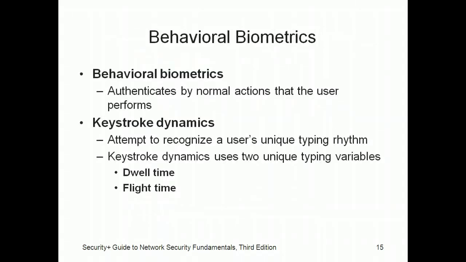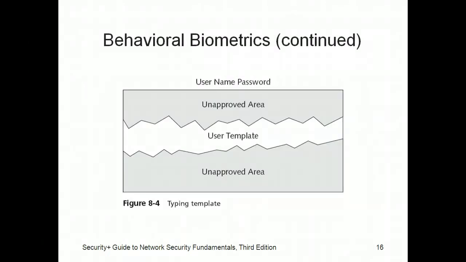Then behavioral biometrics is normal actions that a user takes. For instance, this is pretty cool, dynamic keystrokes, attempting to recognize a user's unique typing rhythm. Keystroke dynamics use 2 unique variables, the dwell time and the flight time: how long you hold each key, and then how long you're away from the keys. That can determine your keyboard biometrics. Some of us are faster or slower than others. I'm not that great of a typer, so I'm pretty slow. But it doesn't really matter how good of a typer you are. It uses that as a biometric.